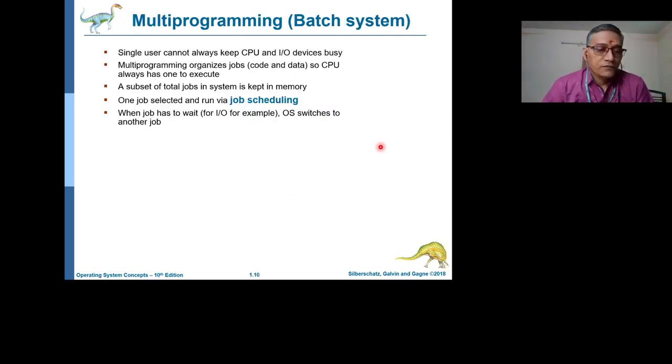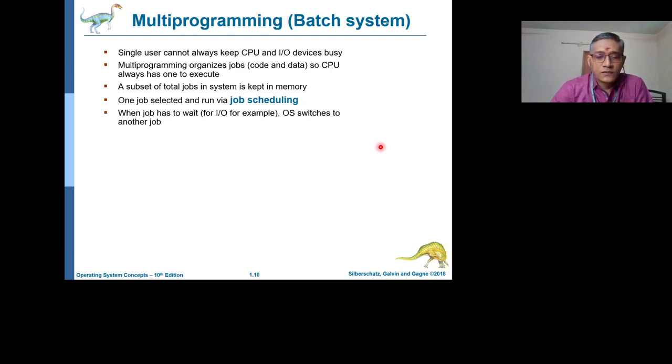Now we are moving on to the multi-programming or batch system. What is this multi-programming or batch system? A single user cannot always keep the CPU and I/O devices busy. Multi-programming organizes jobs, that is both code and data, so the CPU always has one to execute. That is, n number of programs will be placed in the main memory. As I have defined, any program that needs to be executed should be residing in memory.